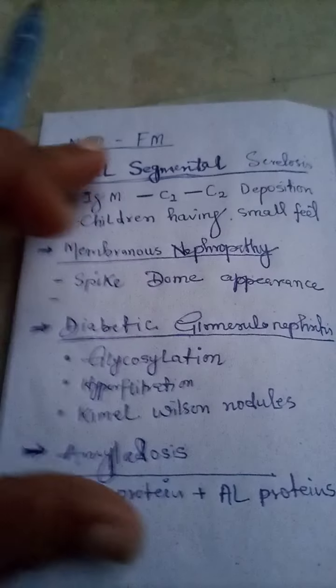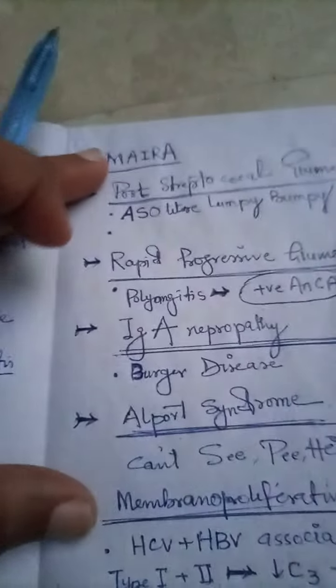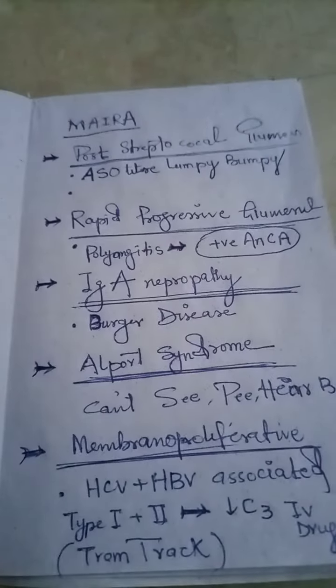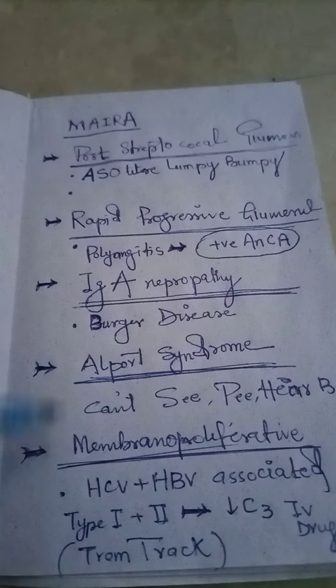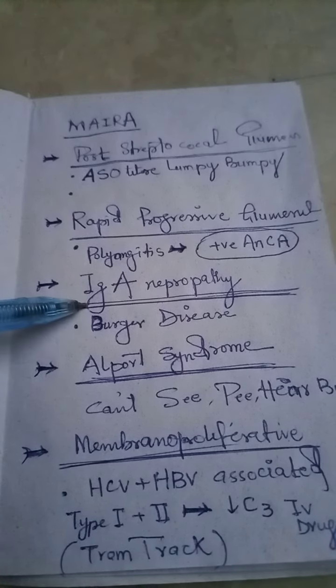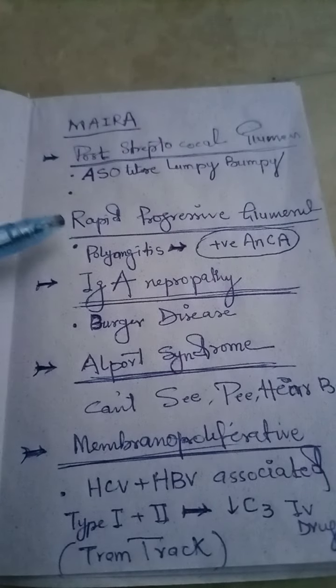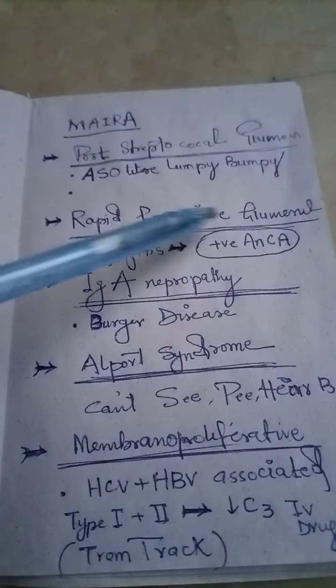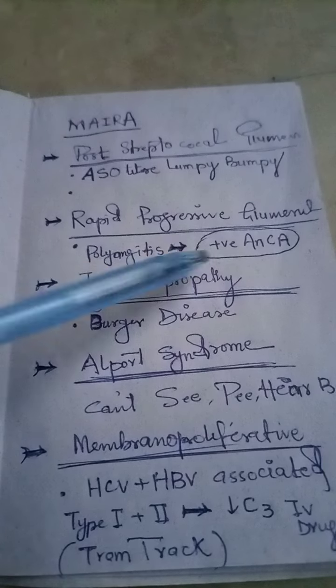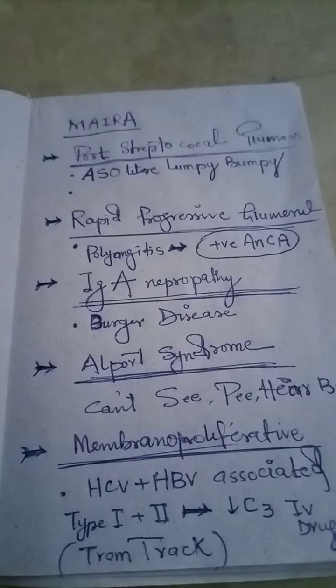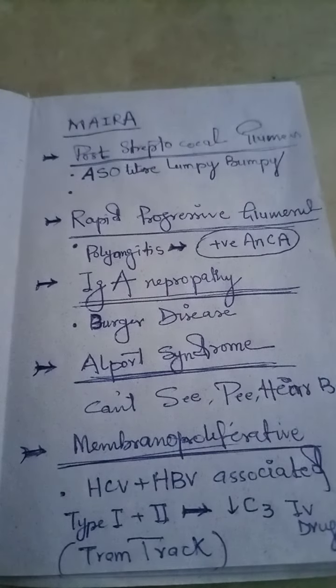And now for nephritic syndrome, the mnemonic is MARIA. M stands for membranoproliferative, A stands for Alport syndrome, I stands for IgA nephropathy, R stands for rapidly progressive glomerulonephritis, in which ANCA proteins are positive, and the last A is Alport syndrome.